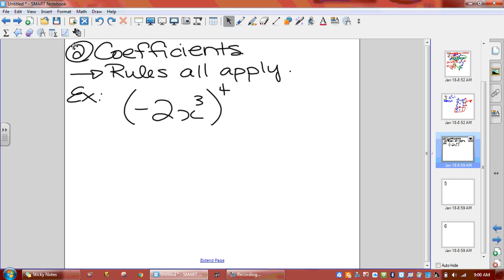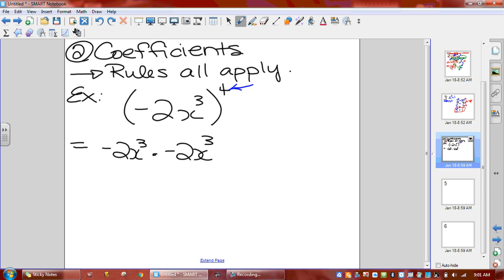So the first thing I'm going to do is I'm going to expand this. The 4 here tells me I've got 4 sets of that bracket. So I'm going to write it out 4 times. So this is equal to negative 2x cubed times negative 2x cubed times negative 2x cubed times negative 2x cubed. So that's what it should all look like. Can you add all that together?